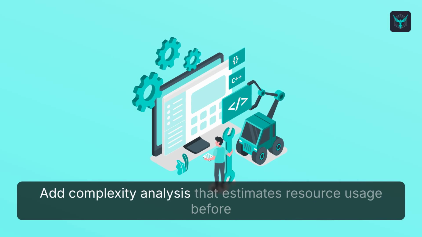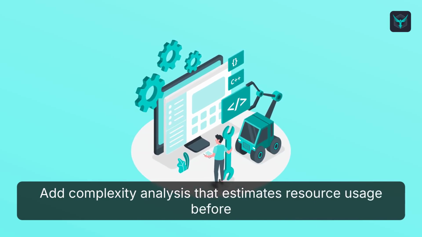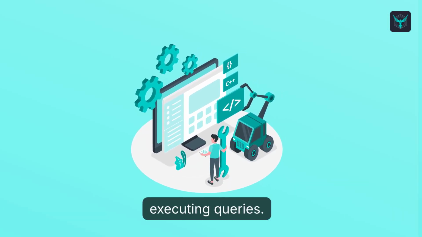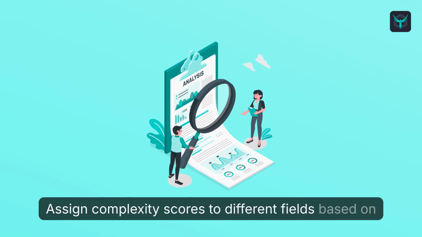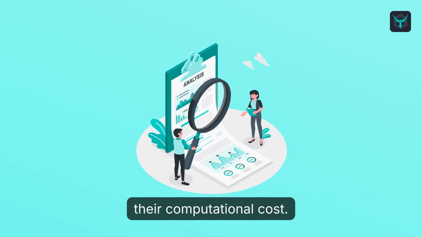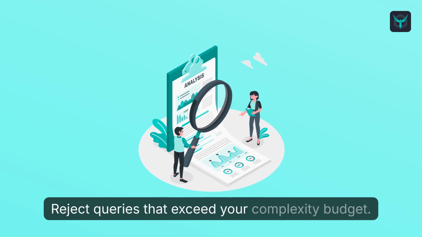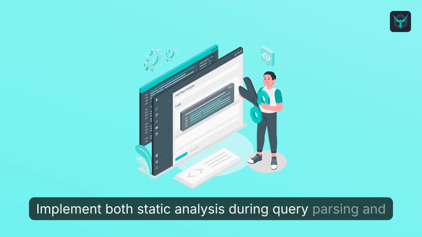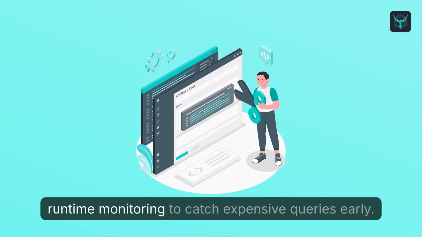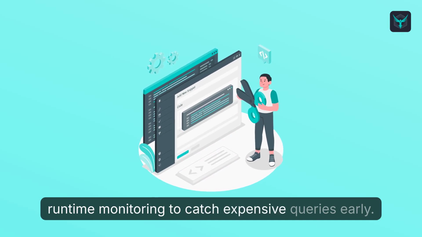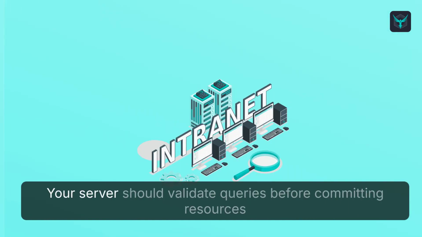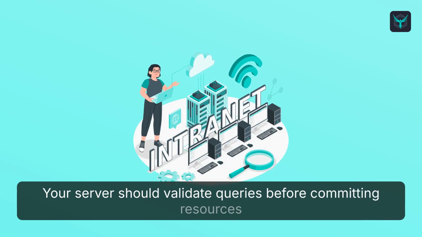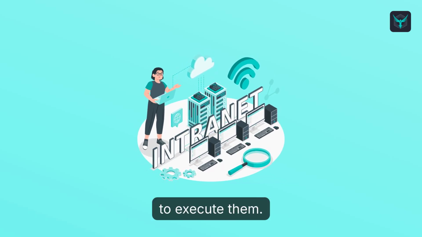Add complexity analysis that estimates resource usage before executing queries. Assign complexity scores to different fields based on their computational cost. Reject queries that exceed your complexity budget. Implement both static analysis during query parsing and runtime monitoring to catch expensive queries early. Your server should validate queries before committing resources to execute them.